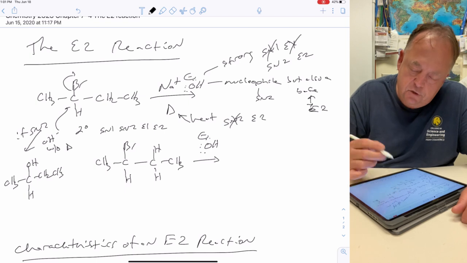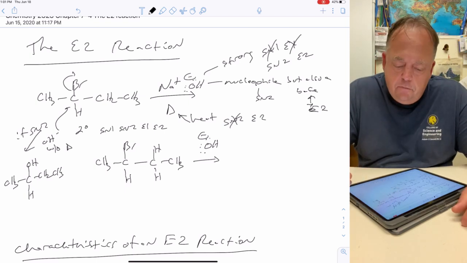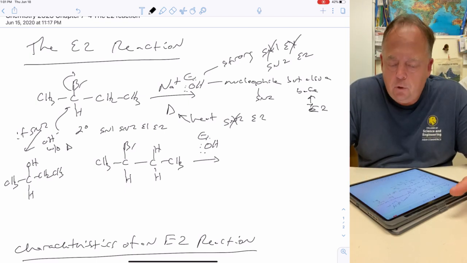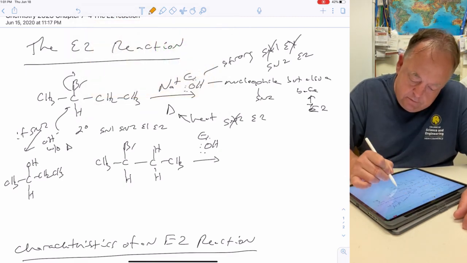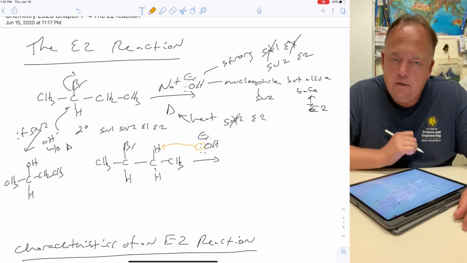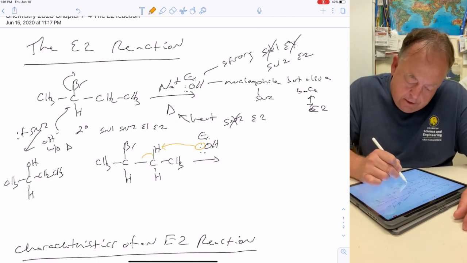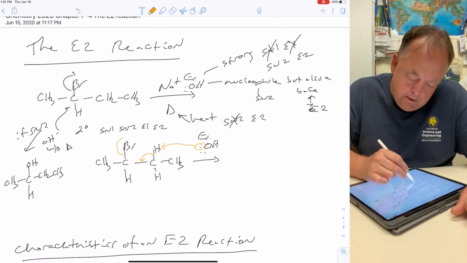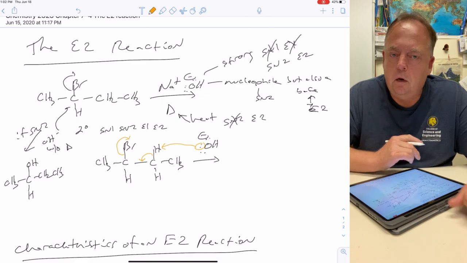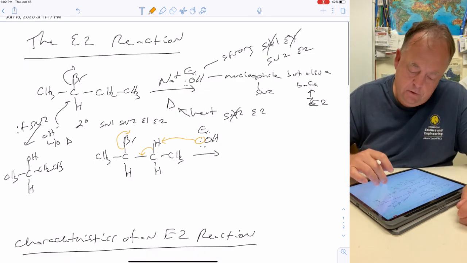And what do bases do? What's the definition of a base? It's a proton or hydrogen proton acceptor. So what's going to happen is you can take a lone pair of electrons on oxygen, make a bond to hydrogen, and the electrons in the CH bond are going to become a double bond, and the bromine's going to leave. And all of that's going to happen at the same time.